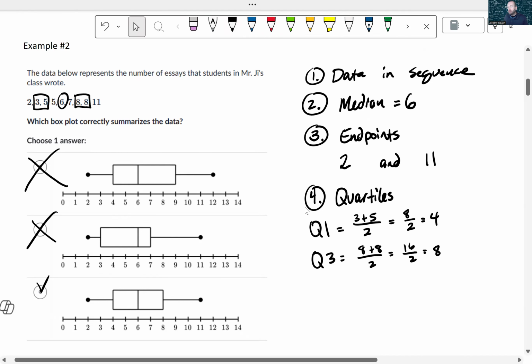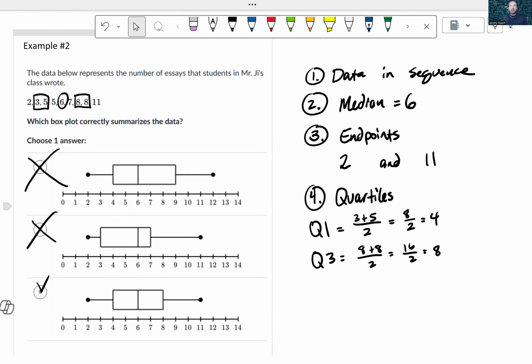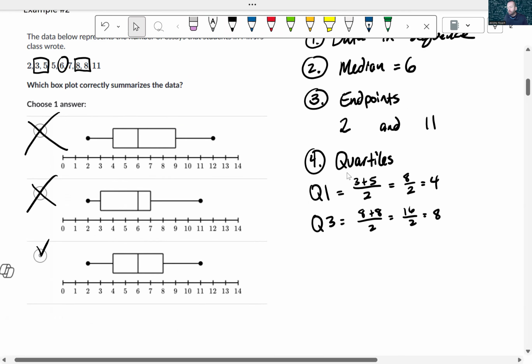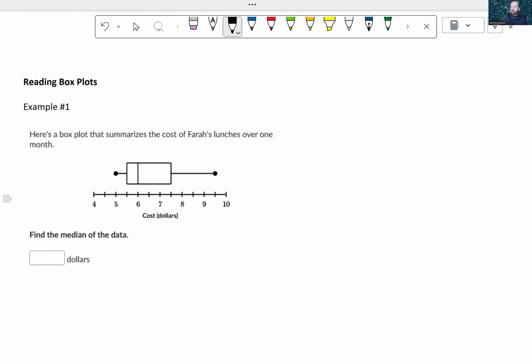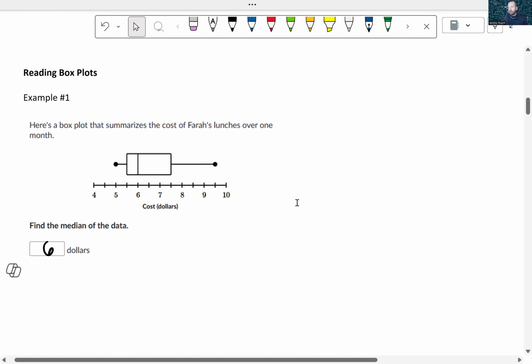All right, on to reading box and whisker plots. These go by a little bit quicker, so I think we're going to do maybe one extra example for this. This first one just wants us to find the median of the data, and the median again is this middle bar in our box and whisker plot, so the median is 6. Okay, that one was fairly simple.